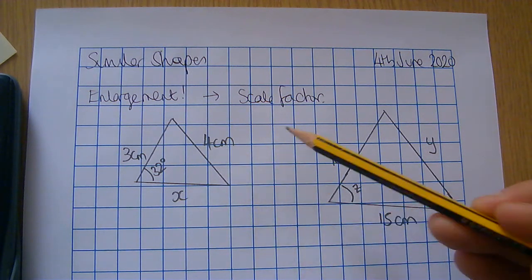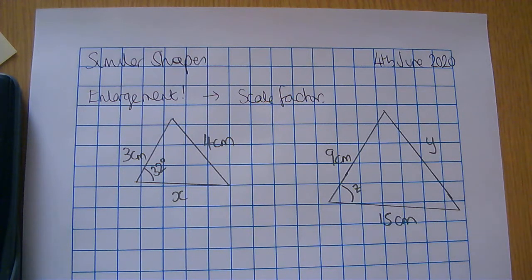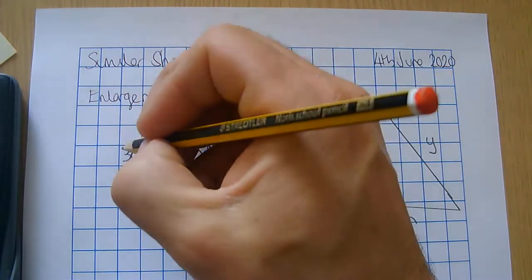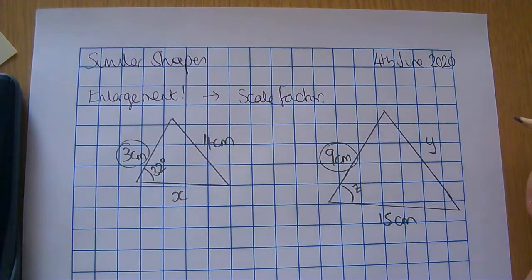So if I look at this 4 centimetres, well that goes to Y, so I can't do anything with it. This 15 goes to X. Angles is something else completely different. The one I'm looking at is this 3 and this 9.